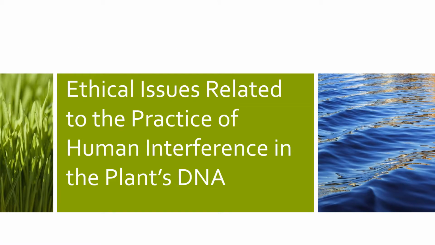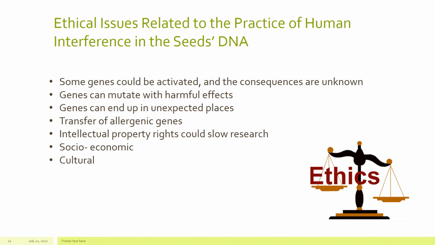Next topic is ethical issues related to the practice of human interference in the plant's DNA. Some of the issues we have are related to how genes could mutate and have harmful effect because we don't know if human interference in the manipulation of the genes would influence the gene into destabilization or mutation, if they would remain the same in case of mutation.